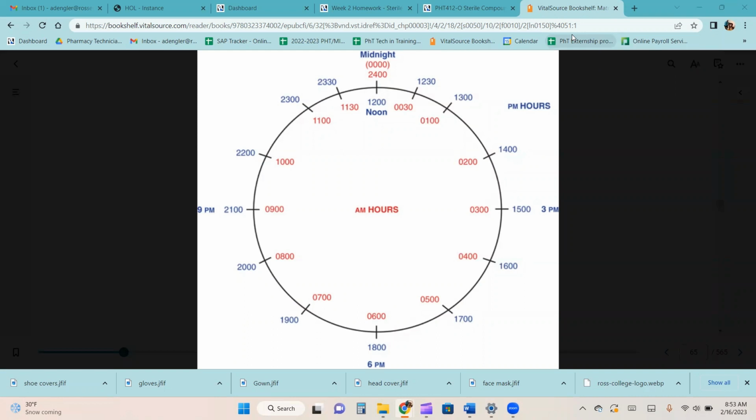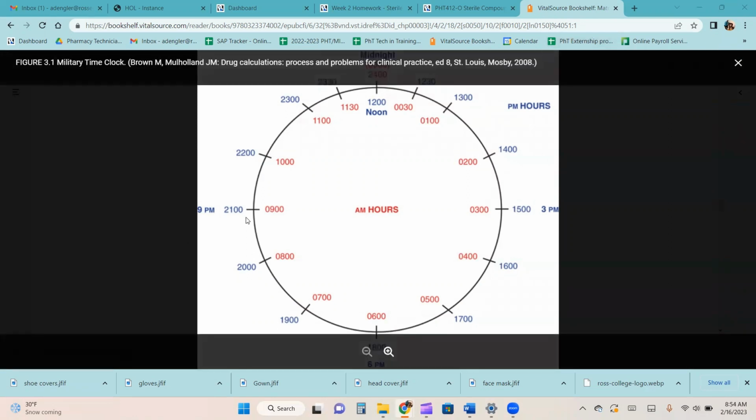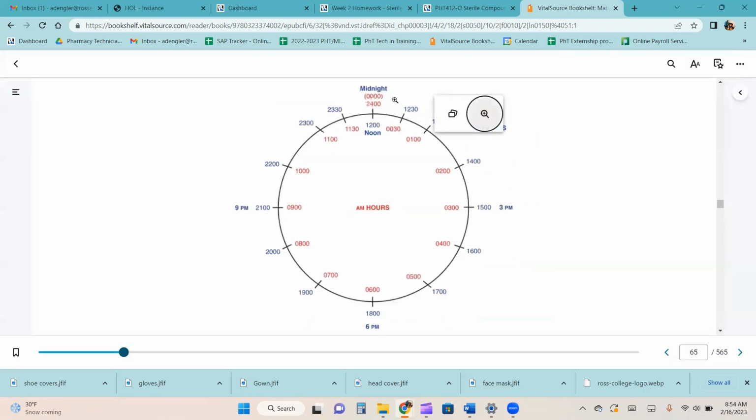Okay, here is the 24-hour clock. The blue is PM hours and the red is AM hours. So you can kind of see, like here at 9 p.m., it is 2,100 hours, and 900 hours in the AM. Just something to know. I know I just said this, but at midnight, the time can either be 0000 or 2,400 hours, depending on whether your hospital has a preference.